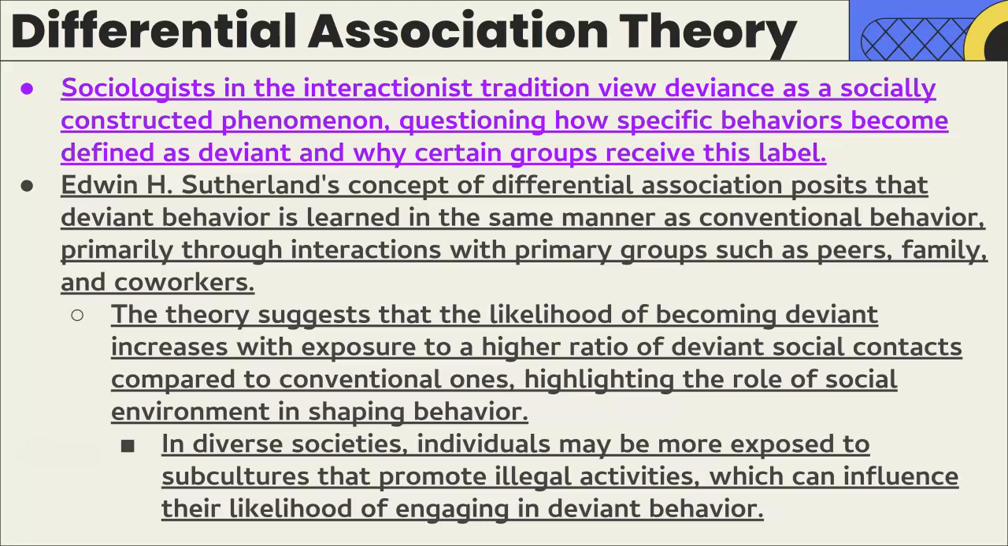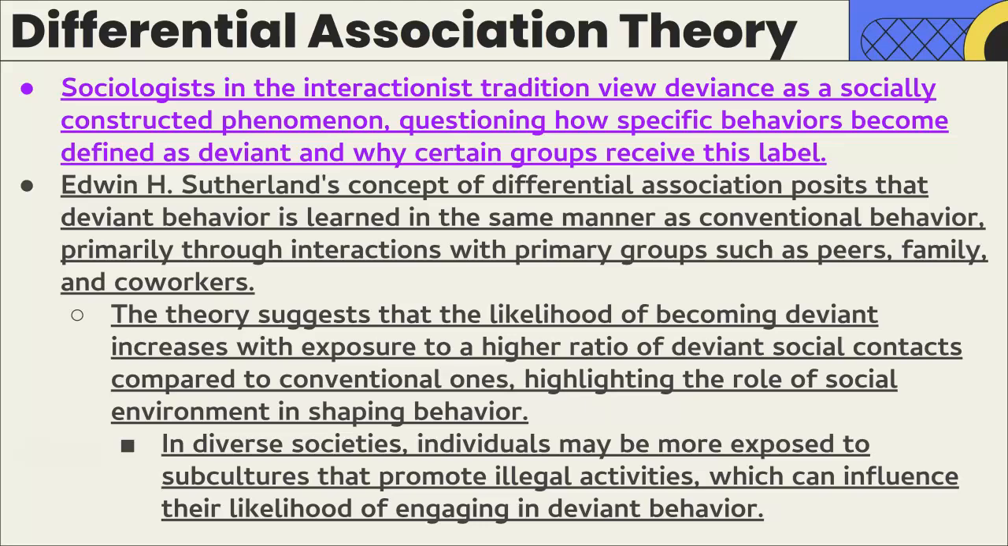In 1949, Edwin H. Sutherland advanced a notion that influenced much of the later interactionist work when he linked crime to what he called differential association. The differential association theory argues that we learn deviant behavior in precisely the same way we learn conventional behavior, from our contacts with primary groups such as peers, family members, and coworkers. The term differential refers to the ratio of deviant to conventional social contacts that we have. We become deviant when exposed to a higher level of deviant persons and influences compared with conventional influences.